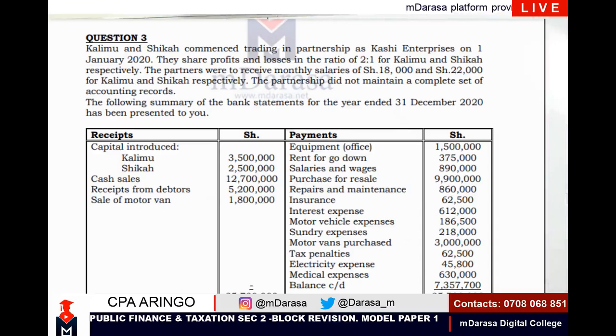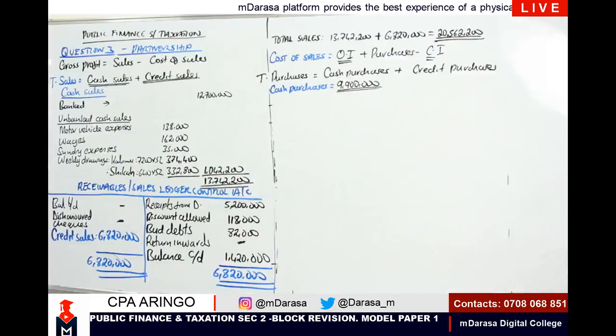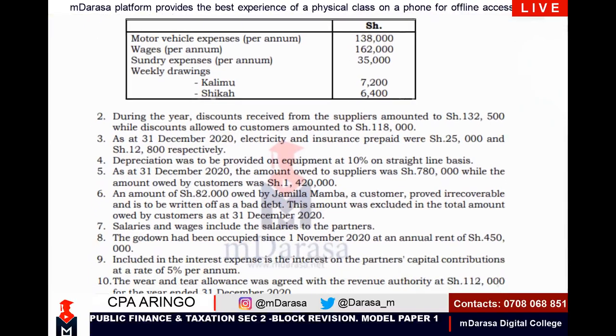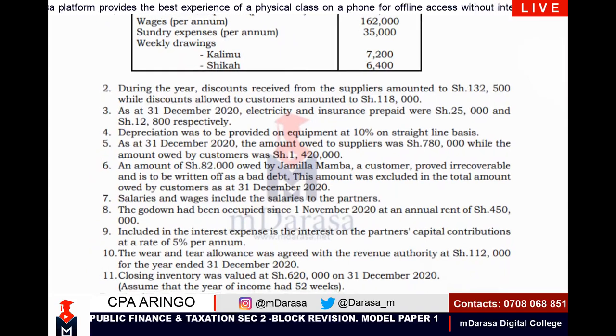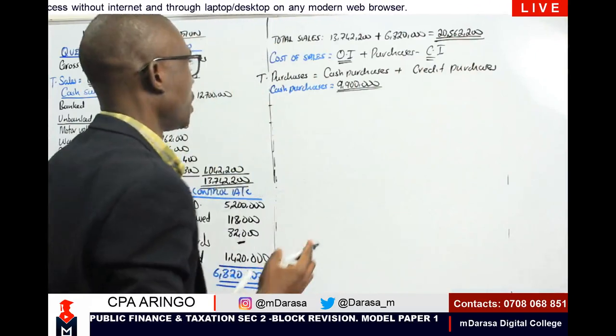What about our credit purchases? Were we given our credit purchases? If not given, we have to determine by virtue of note number 5. As of 31st December, the amount owed to suppliers was 780, while the amount owed by customers was 1420. So I need to determine our credit sales, or rather credit purchases.